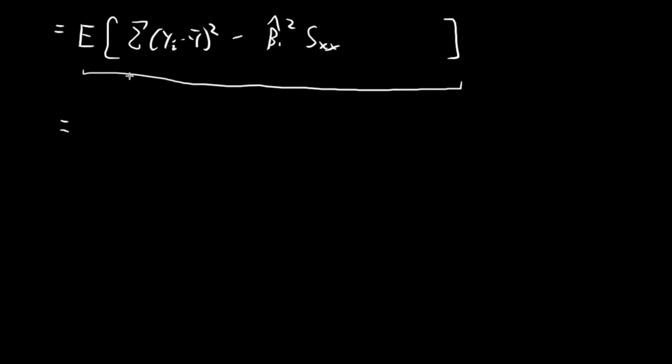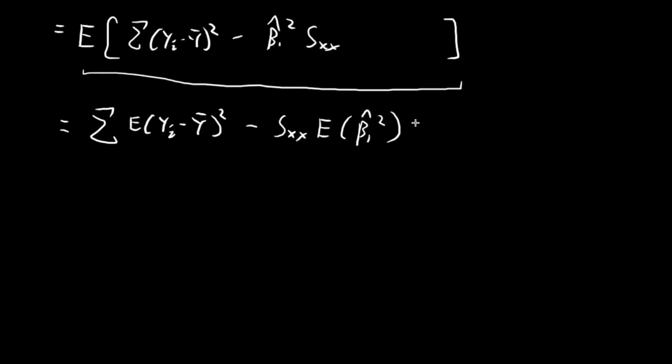And now I'm going to move the expected value sign to the inside of the summation sign. So instead of the expected value of the summation, I'll have the sum of the expectations of yi minus sample mean of y squared. And for this other term, we have s double x. I can just pull this out, since they're all non-random terms, and then I can move the expected value sign into the beta 1 hat squared. So now we need to evaluate this expression.